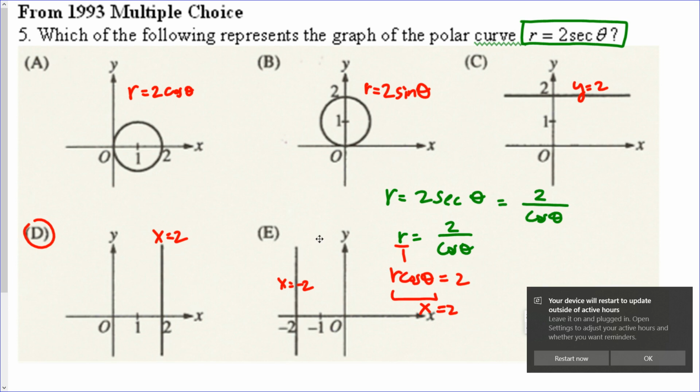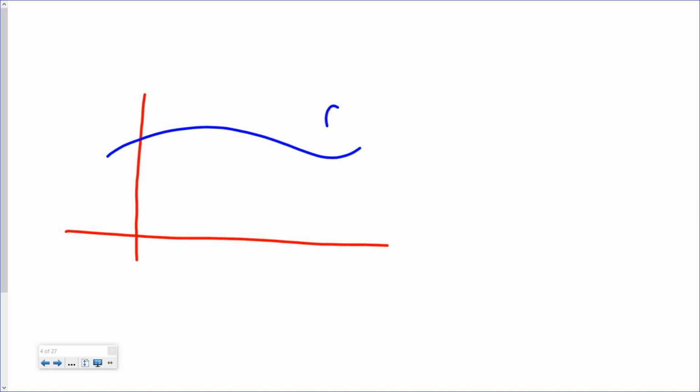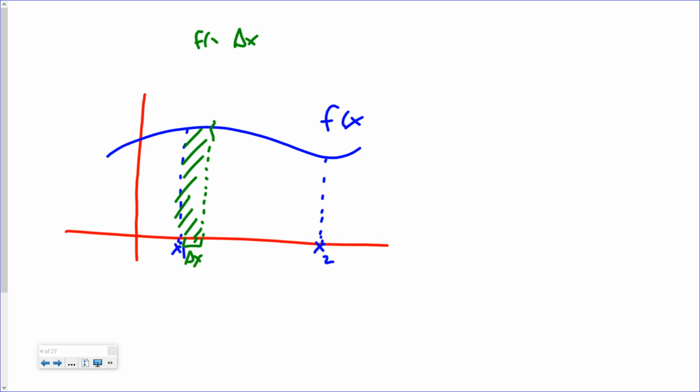All right, any questions? Let's talk about this: if you have an xy Cartesian plane, and you wanted the area under the curve of f of x, how did you find that area under the curve from, let's say, x1 to x2? You did the integral. But step by step, what we did was we took a little delta x, and the area of this rectangle was delta x times f of x, right?